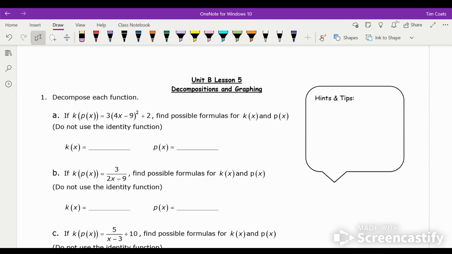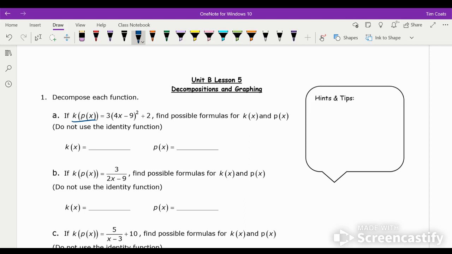So this video will focus on decomposition of functions as well as graphing compositions of functions. So if we just take a look at this, we're going to start off here with k of p of x. It is already giving you a function that has been combined, so it has been composed. So if we look at this here, we're going to say, okay, well, what would p of x be? What is the inside function?